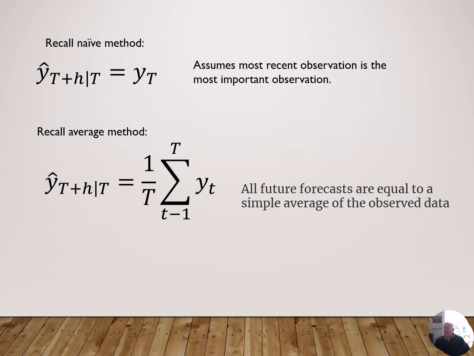So once again, what we had was the naive method. That just means whatever the last value is, we're going to use it as the next value. Or we could look for the average, figure out what the average is for our whole time series, and then that becomes our predicted value.